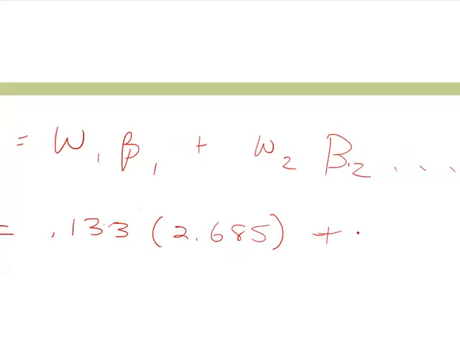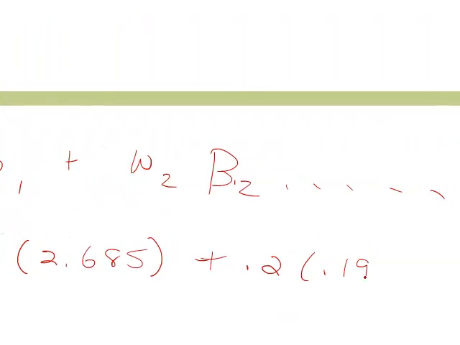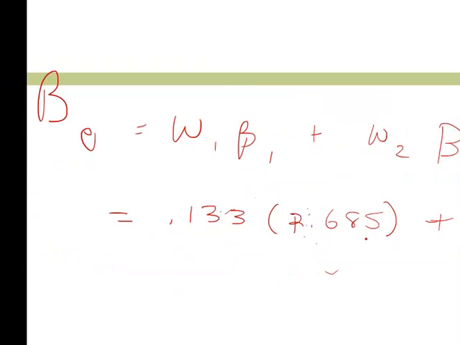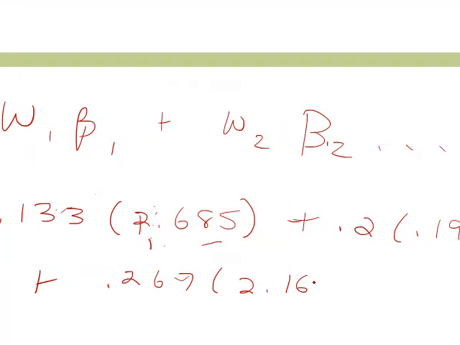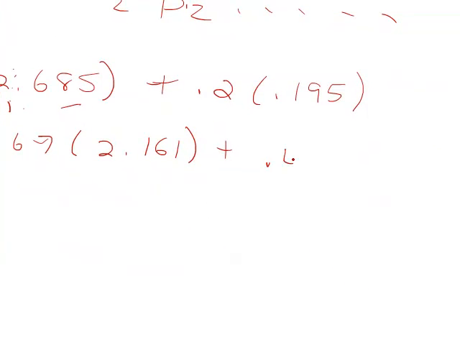The weight of Coca-Cola, we have a 0.2, 20% in Coca-Cola, and a 0.195 beta. We have a weight of Intel of 0.267 and a beta of Intel of 2.161. And we have a weight of ATI of 0.4, 40%, and a beta of 2.434.